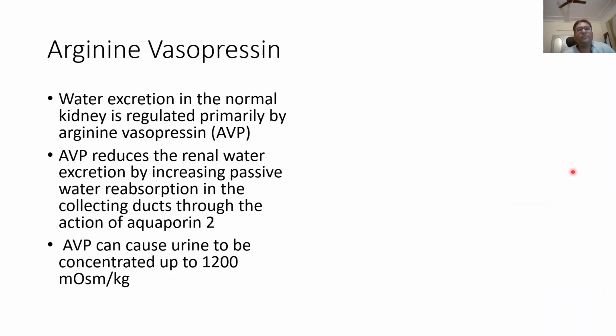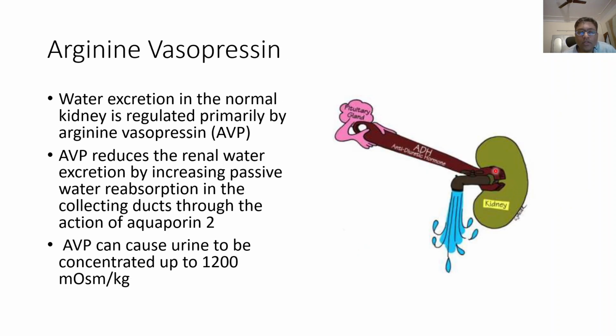So what vasopressin does: water excretion in the normal kidney is regulated by this hormone, arginine vasopressin. It reduces renal water excretion by increasing passive reabsorption by opening the aquaporin 2. If there was no vasopressin secretion, the kidneys would always be excreting a maximally dilute urine. So AVP increase can cause urine to be maximally concentrated, up to 1200 milliosmoles per kg. So it squeezes the kidney to release less urine, a more concentrated urine.